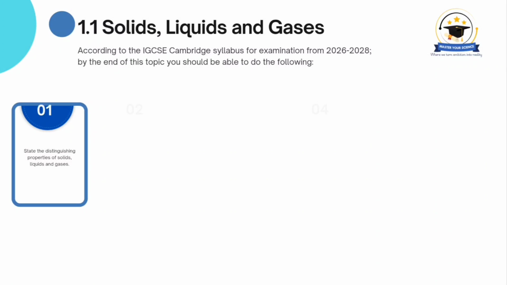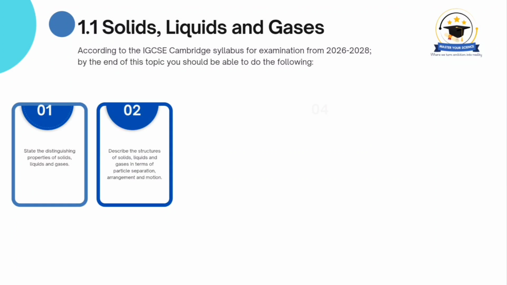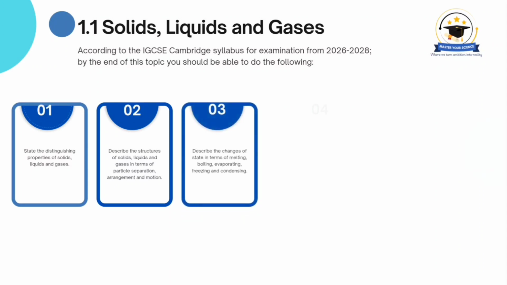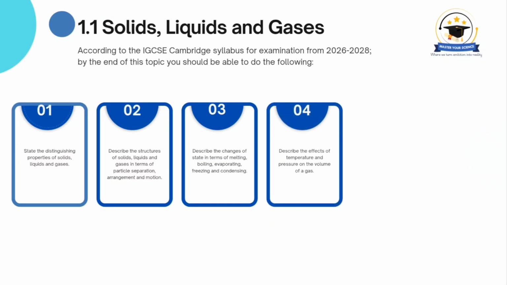Number 1, state the distinguishing properties of solids, liquids, and gases. Number 2, describe the structures of solids, liquids, and gases in terms of particle separation, arrangement, and motion. Number 3, describe the changes of state in terms of melting, boiling, evaporating, freezing, and condensing. Number 4, describe the effects of temperature and pressure on the volume of a gas.